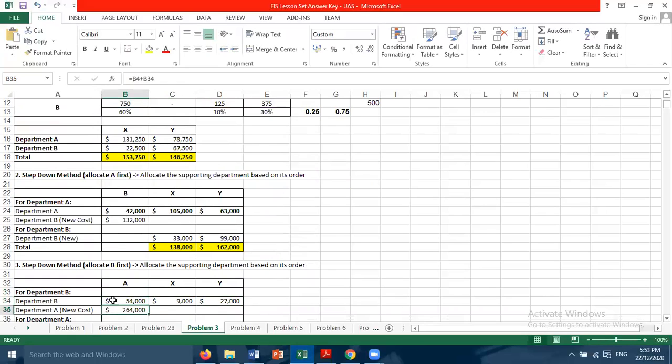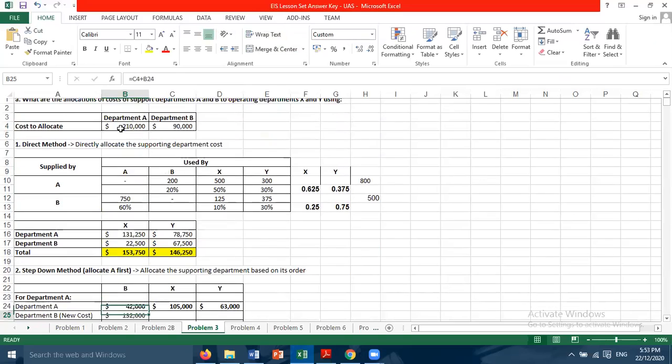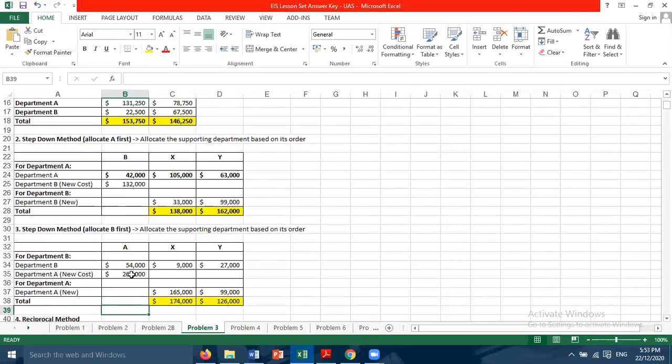Then once again, since we allocate some of the costs from department B to department A, we need to acknowledge this new cost allocated. So we just add this 54,000 to the initial 210,000 incurred from department A. So we know that we have 264,000 costs to allocate from department A. Then easy enough, we allocate this 264,000 to only the operating departments, which is X and Y.